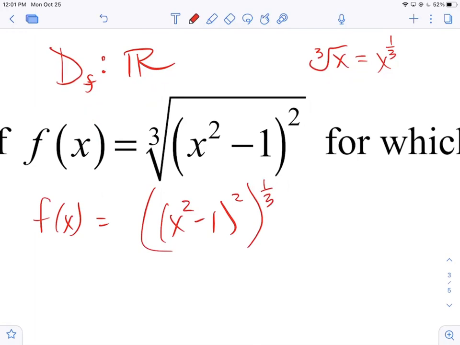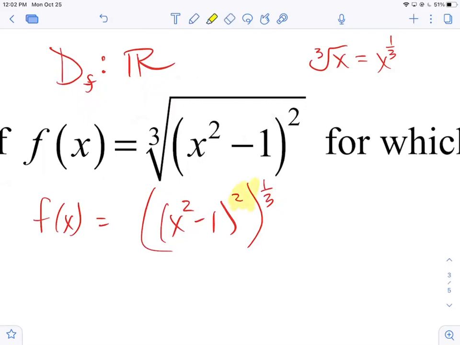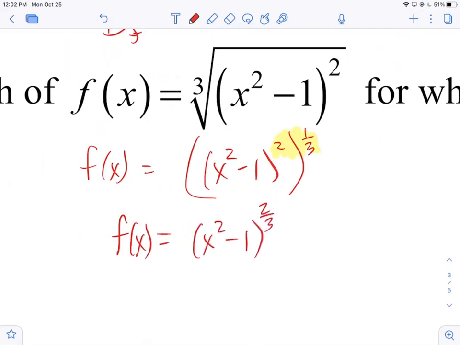Now, if we leave it like that, we'll be successful, but how many layers do we have there? The way it's written, we have 3 layers, right? Blob to the 1/3, blob squared, and then the blob, x squared minus 1. Can we help ourselves by eliminating one of the layers? Yeah, simplify early and often. We can combine these 2 right here. Some of y'all have already reflexively done that. That's great. That's x squared minus 1 then to the 2/3 power.